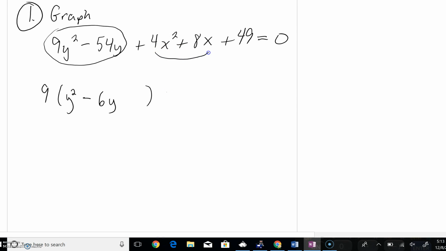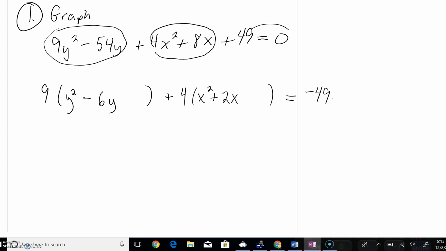For my x's here, I'm going to do really the same thing. I'm going to factor out a 4. I'll have x squared plus 2x. I'm also going to move that 49 to the other side. I'm going to move that to the right. And when you change sides, you change signs.